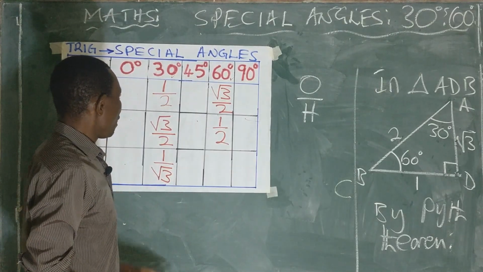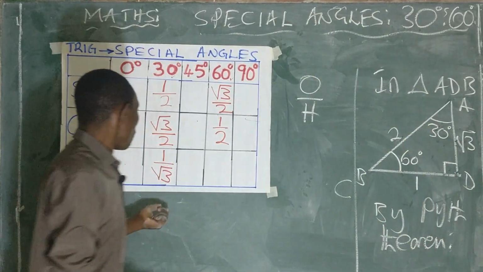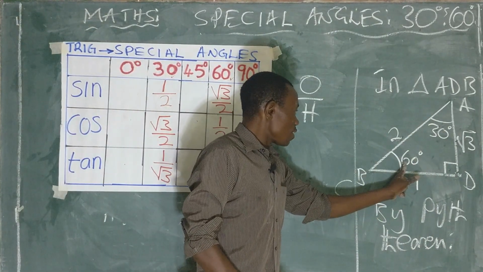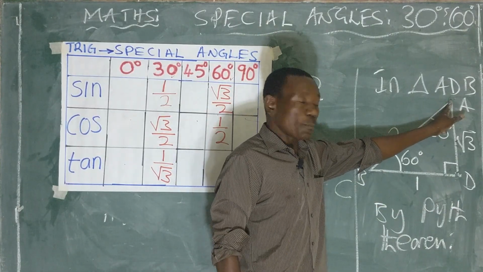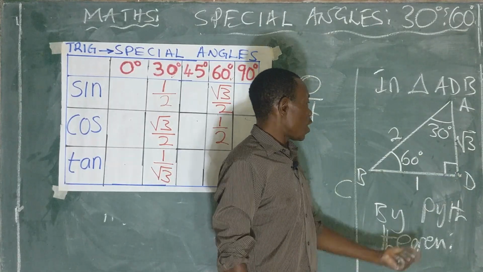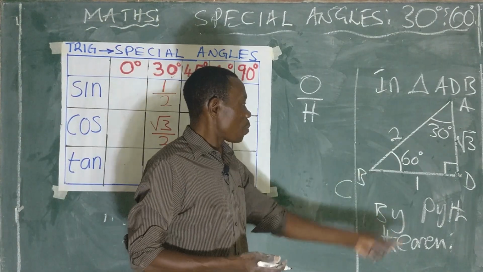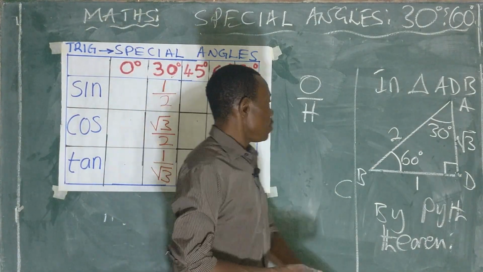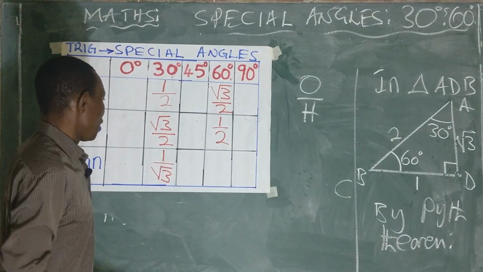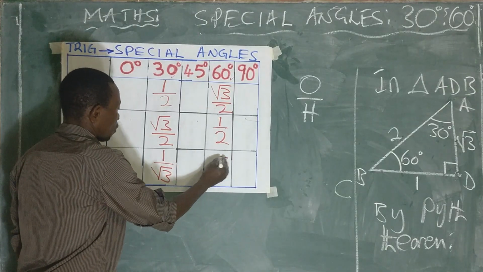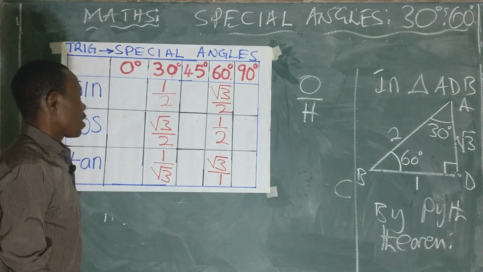Then lastly, let's talk of the tan of 60 degrees. Tan of 60 degrees in this case will be equal to what? For the 60 degrees, the adjacent side is this one, and the opposite side is root 3. We know that tan is worked out when we divide the opposite by the adjacent side. So here it means root 3 divided by 1, which is as good as just writing root 3. You can still indicate over 1, but it's just the same.